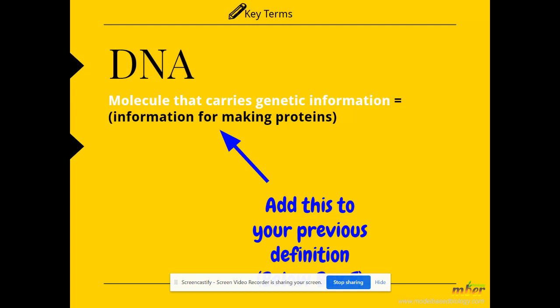DNA, so we are going to add this to your previous definition. So if you go back to the first page, there's your DNA. Add this to your definition there. Okay, below box F. So DNA, molecule that carries genetic information, equals information for making proteins.